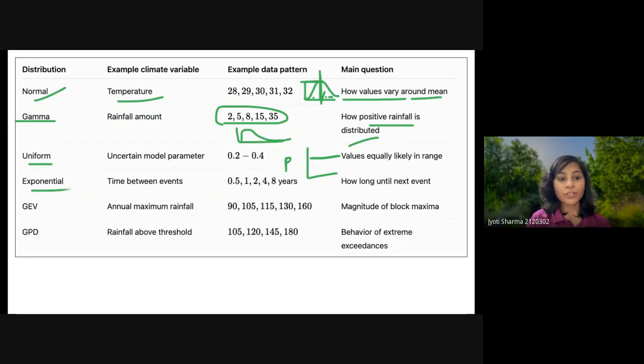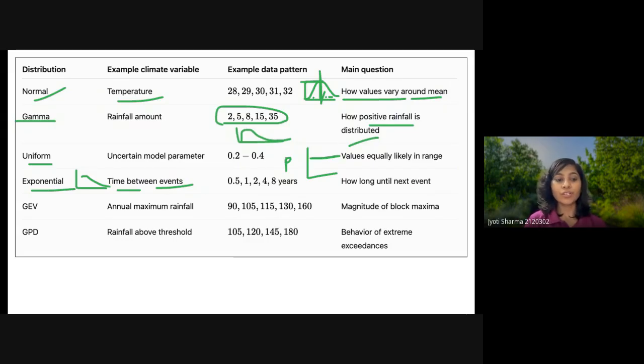Then we have the exponential, time between events. One event happened 1 year ago, then when will this event happen again, either in 2 years, or 3 years, or in 4 years? For that we are using this exponential distribution.